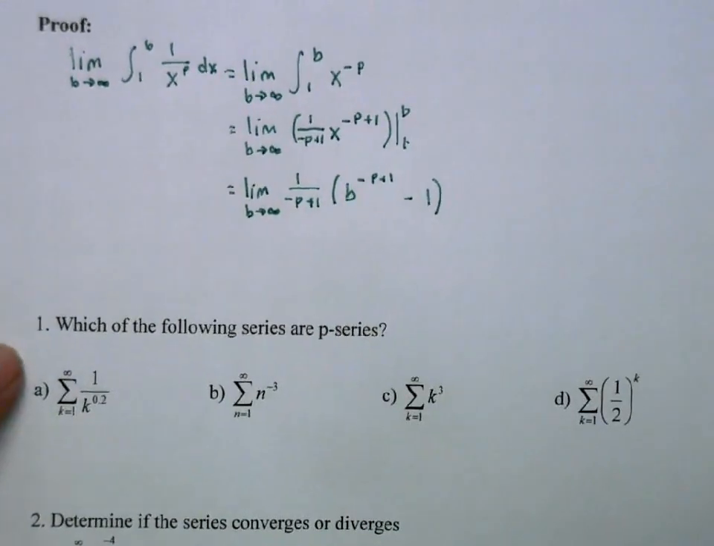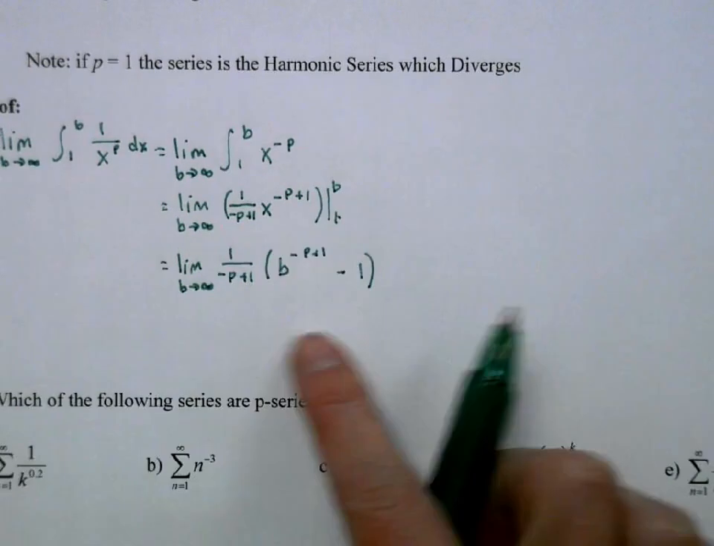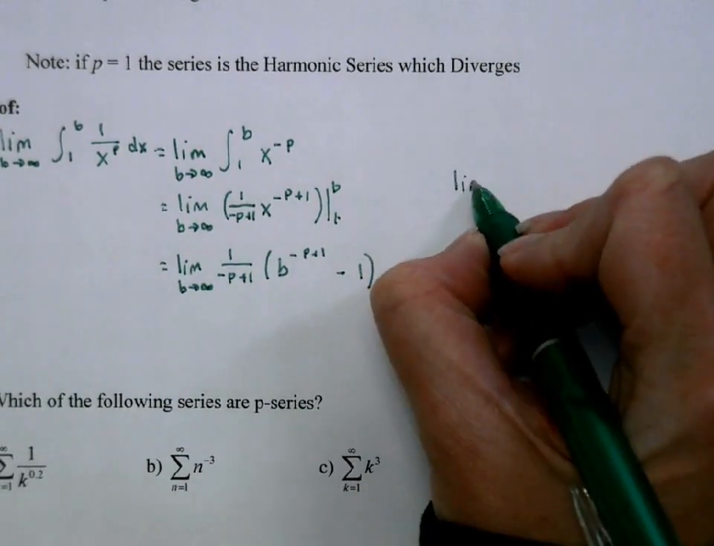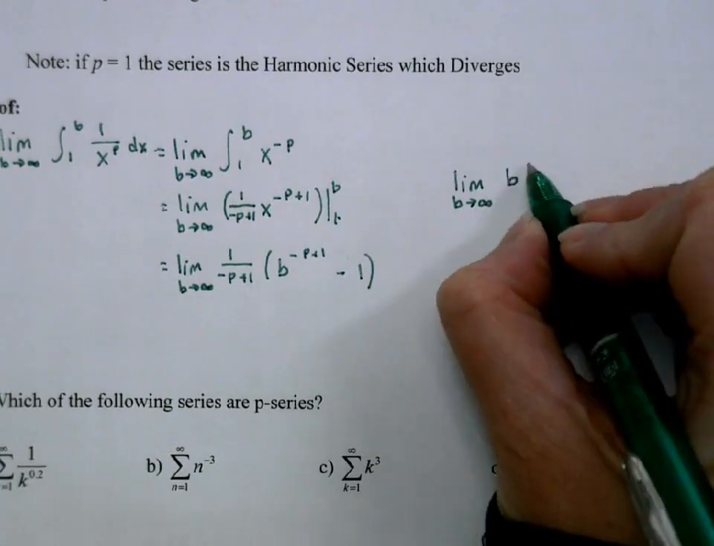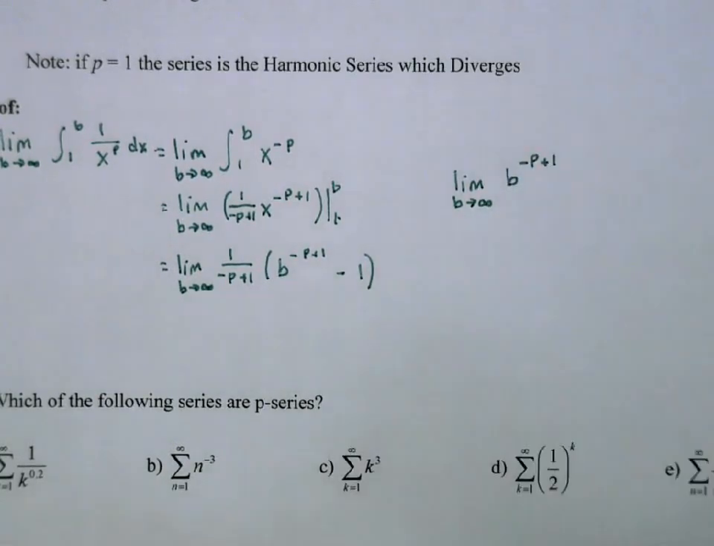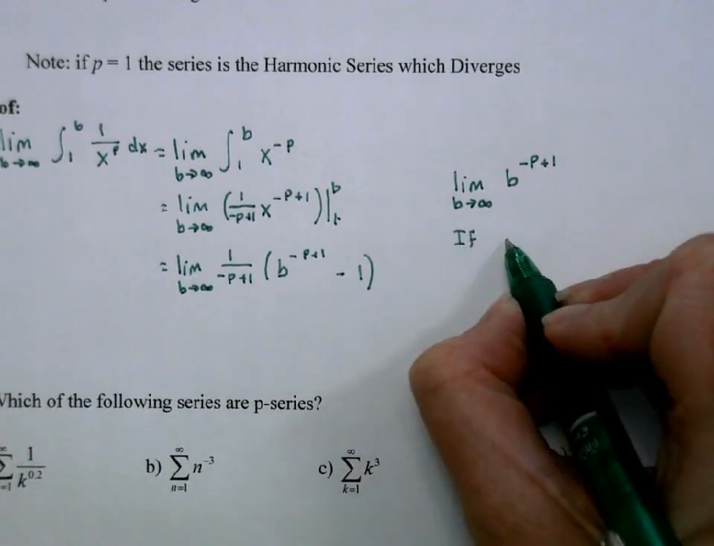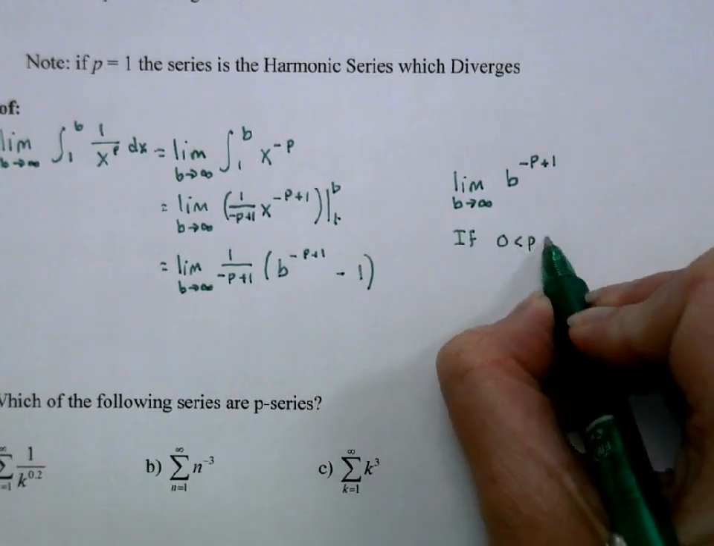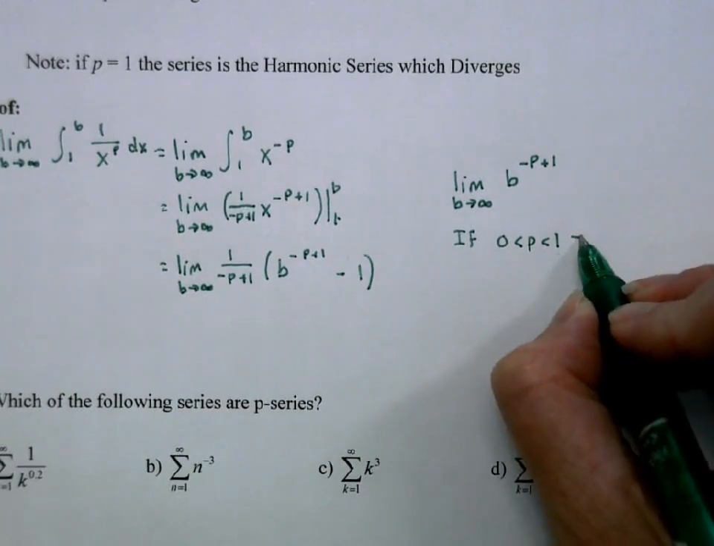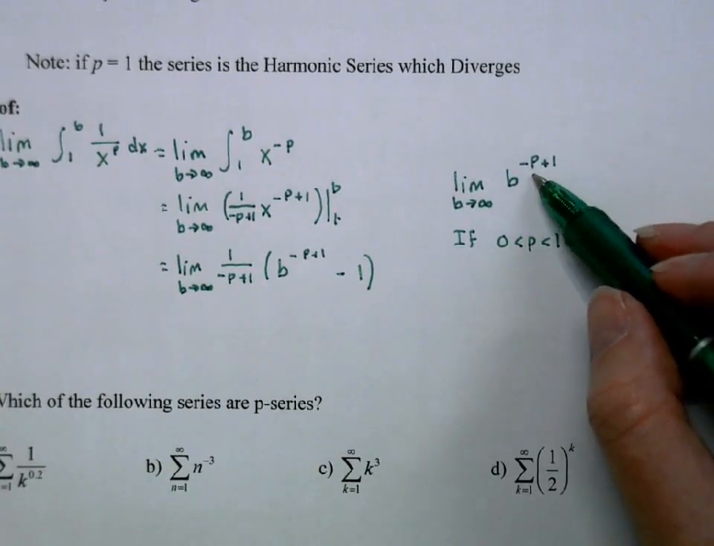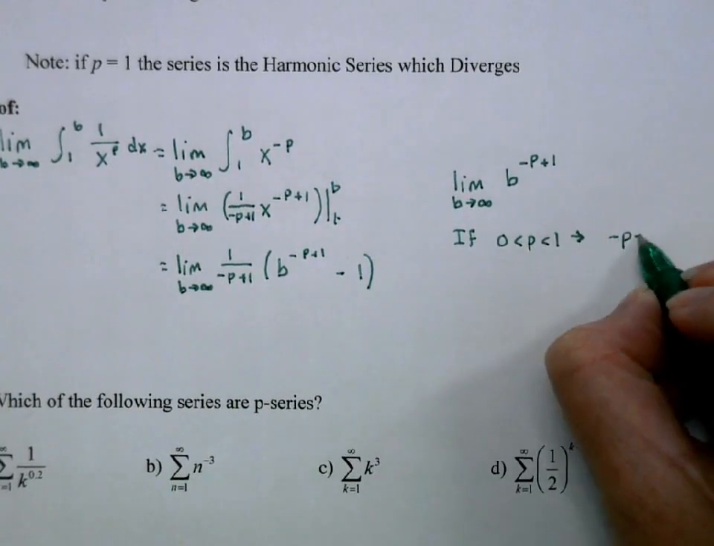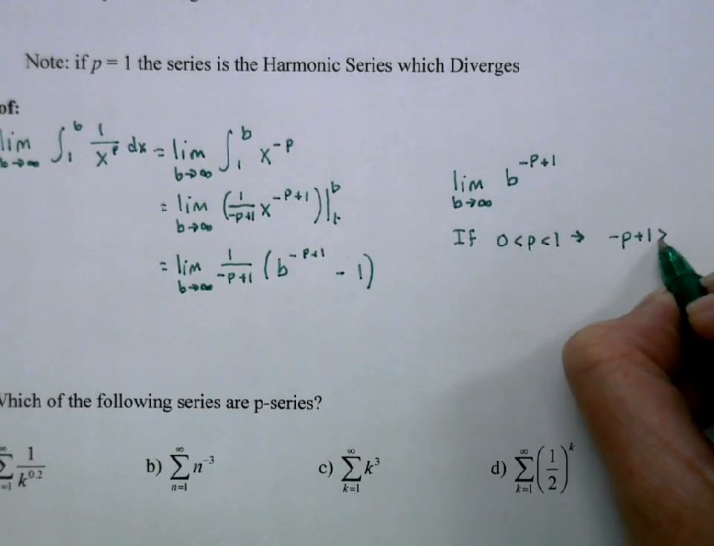So this is the integral we're looking at, but the part that we're interested in is what happens as b goes to infinity of b to the negative p plus 1. And it depends on what our p value is. Okay, if our p value is between 0 and 1, if I plug in a value between 0 and 1, say it's 1/2, that means negative p plus 1 is going to be a number greater than 0.